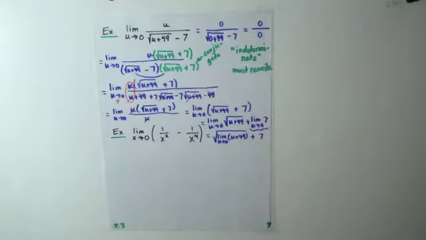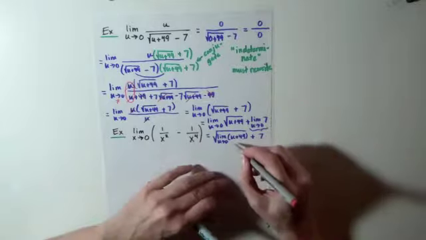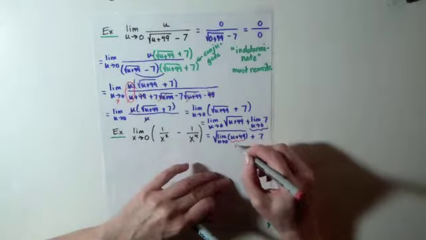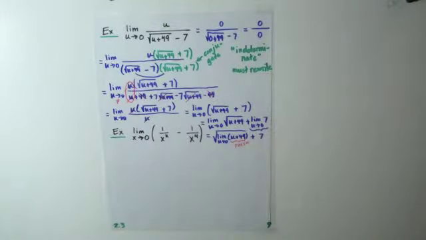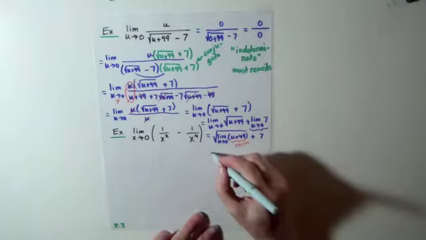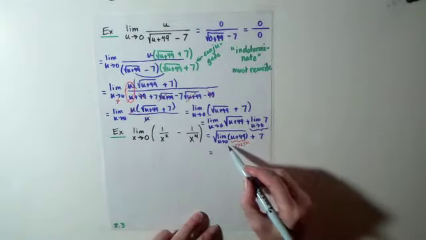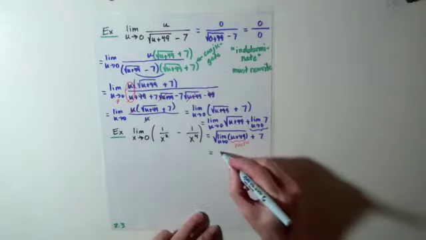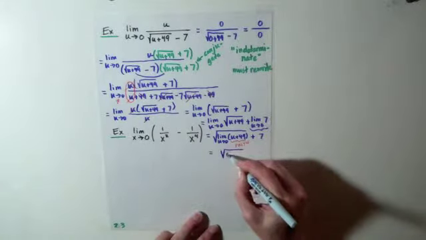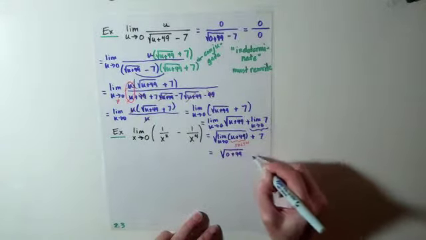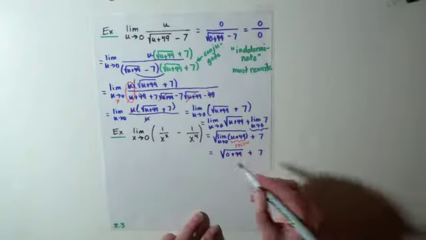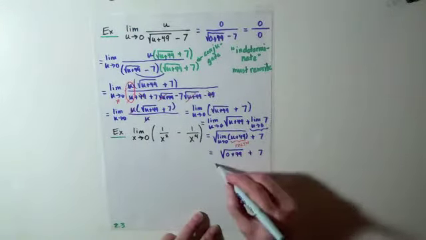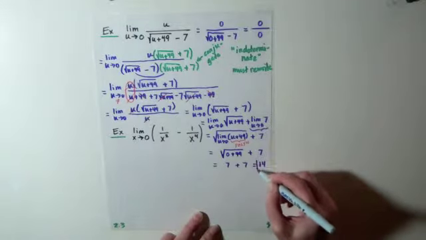And now if I look at what's underneath the square root, this last limit that I have to do, this u plus 49 is a polynomial, since it doesn't have a root in it. And so now I'm really allowed to go ahead and use direct substitution. The limit as u goes to 0 of the square root of u plus 49, plus 7, would be the square root of 0 plus 49, plus 7. And the square root of 49 would be 7. And so I get 7 plus 7, and that would end up giving me 14 as a final answer.